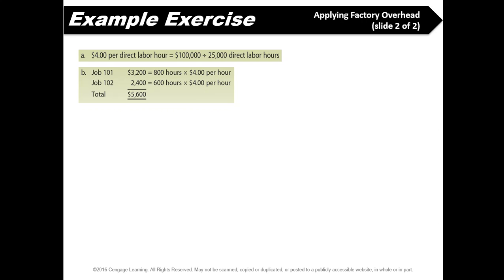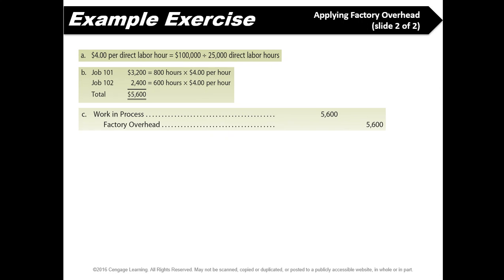So $5,600 of overhead. Remember, we were estimating total overhead of $100,000. I've already allocated $5,600 between these two jobs. So I'm going to credit my manufacturing overhead account for this estimate. And remember where it goes, right? Work in process, right? Because work in process accumulates my direct materials, direct labor, and overhead.